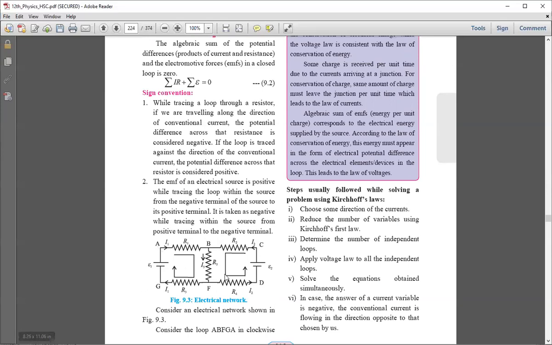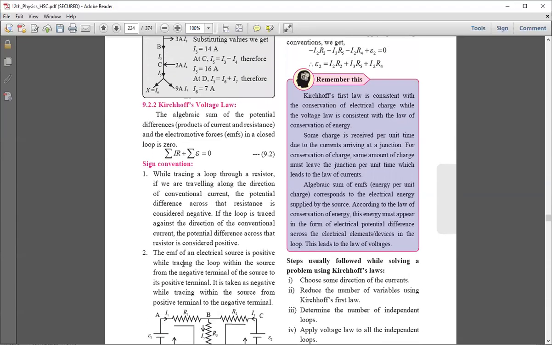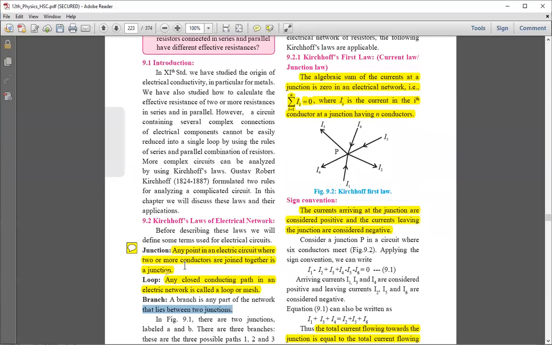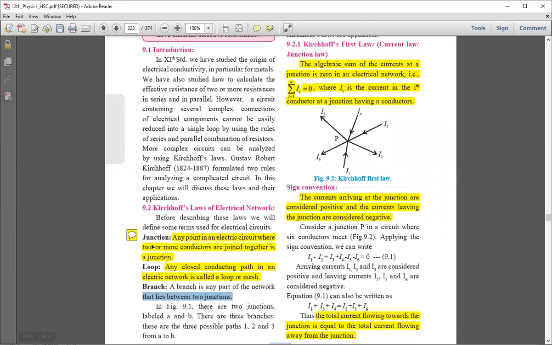So in this electrical circuit we have two junctions, three branches, and three loops. I hope you understand these loops, junctions, and branches. Just remember one thing: for a junction there must be a minimum of three paths connected to a point, then only that point will be a junction.